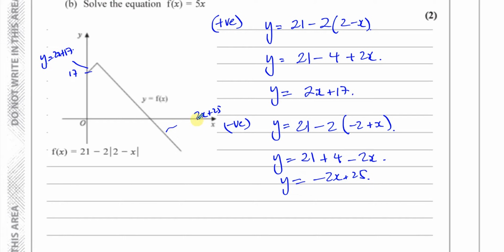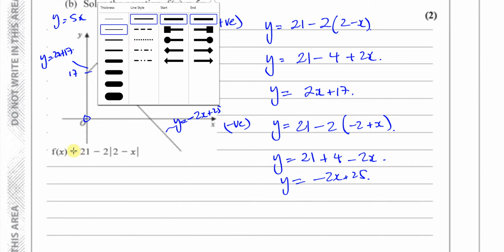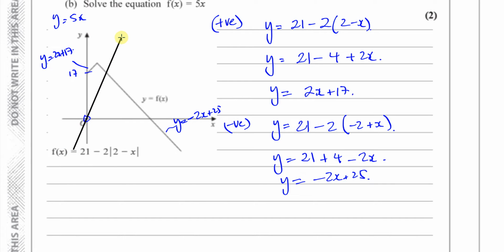Now we have to solve the equation where f of x equals 5x. Okay, f of x equals 5x. So if we draw the line y equals 5x, well, that's going to be a straight line which passes through the origin and has a gradient of 5. Now this has a gradient of 2. So it's going to be a considerably steeper gradient than this. So I'm going to draw a line which is quite steep. Okay, and this is the line y equals 5x. Okay, so we can see that they're going to intersect in one place and one place alone.